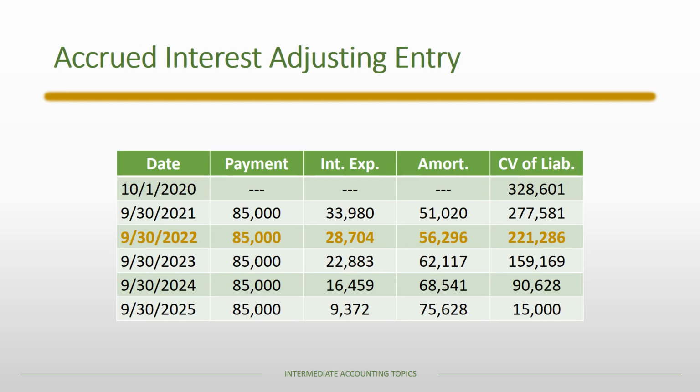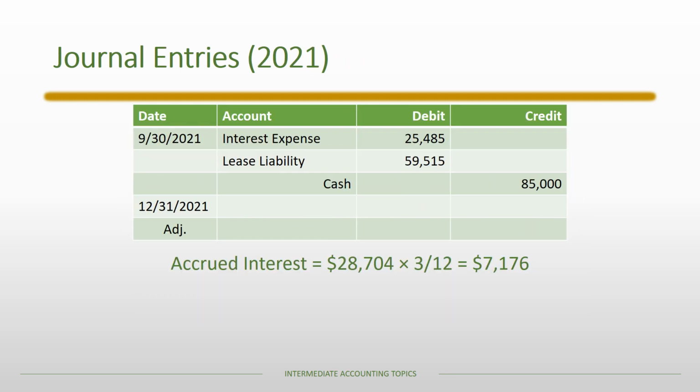Now we have at the end of the fiscal year, at the end of 2021, we would have an adjusting entry, and now we need to move down in our amortization table because now we're sort of in that space between 9/30/2021 and 9/30/2022. And so now the relevant interest expense is $28,704. And so the accrued interest would be the $28,704 times the 3 months that occurred in 2021 for a total of $7,176. And just like we did last year, we accrue that to the lease liability account.